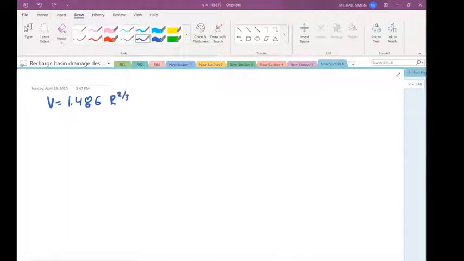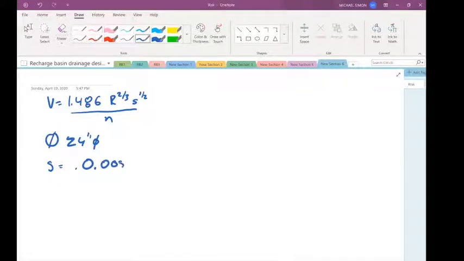V = 1.486 r to the 2/3 s to the 1/2 over n. So let's figure out what's the velocity of the water flowing through a pipe. Let's say that we're going to deal with a 24-inch diameter pipe. Let's say the slope of the pipe was equal to 0.005 feet per foot. This would be equivalent to 0.5%. Slope always has to be in feet per foot for these calculations.